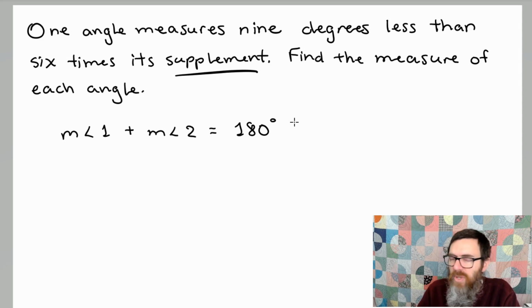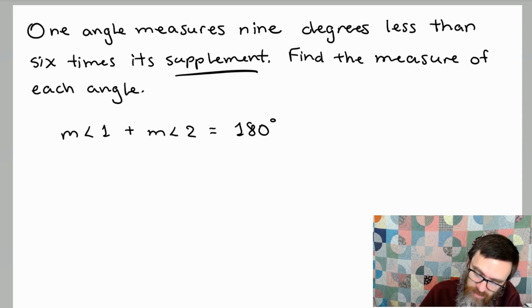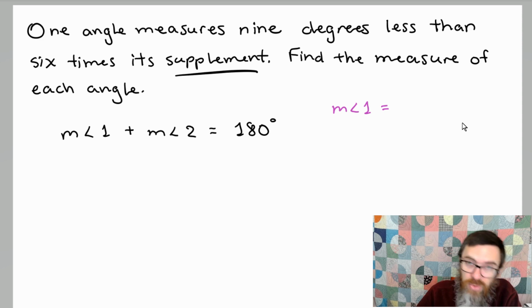You may think, oh, we got two unknowns. How do we do this? A lot of times with these word problems, they give you some kind of clue. There's usually one thing you don't know anything about, and then you build everything else from that. So here it says one angle. So let's start there. I'm going to do this kind of off to the side. So one angle, so the measure of angle 1 equals 9 degrees less than.